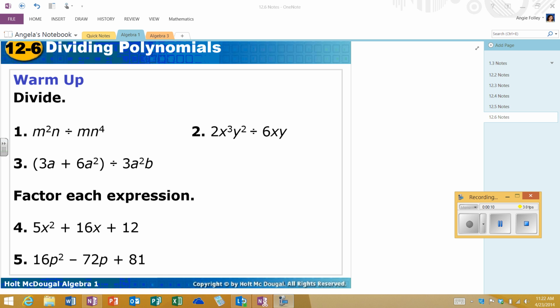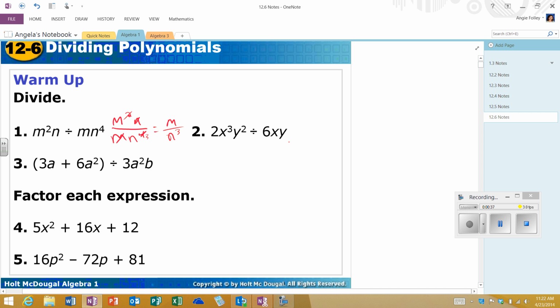When you see m squared n divided by m n to the fourth, you can rewrite it as m squared n divided by m n to the fourth. And then we can just cancel whatever we need to. So we get m over n to the third.